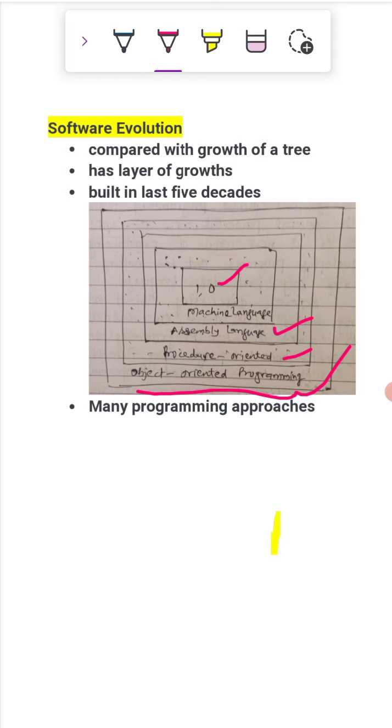Since the innovation of computers, many programming approaches have been tried. The programming approaches are modular programming, top-down programming, bottom-up programming, structured programming, and object-oriented programming. There are many programming approaches. With the advent of languages such as C, structured programming became very popular. It was the main technique of the 1980s.